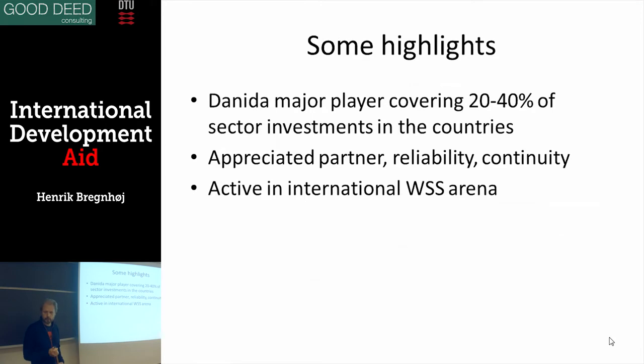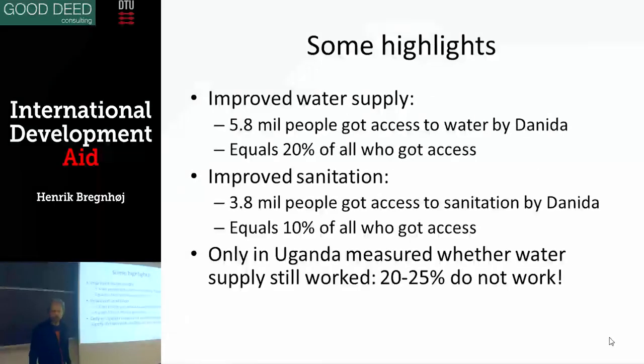Some of the highlights from the report that they made is that they found out Danida is a major player. They usually go into countries where they can have an impact. So they are one of the big players in that sector in that country. They are quite appreciated by the local governments. They like the reliability, the continuation, and they are quite active internationally in the UN about water supply and sanitation here.